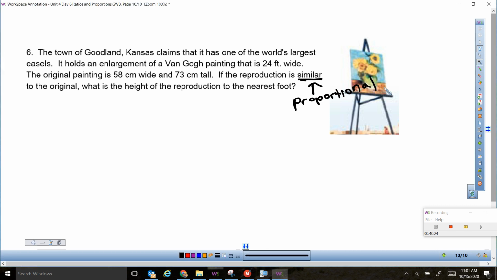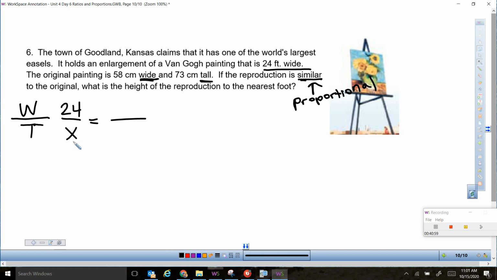So the easiest way to solve this, write yourself a proportion. And the two things we're comparing here is we are given the width and we are given how tall it is. So I'm going to use W for how wide it is, T for how tall it is. Now it says it holds an enlargement of a Van Gogh painting that is 24 foot wide. So where do I put the 24? Top or bottom? Top. We don't know how tall that one is. They didn't tell us. So I'm going to put x.